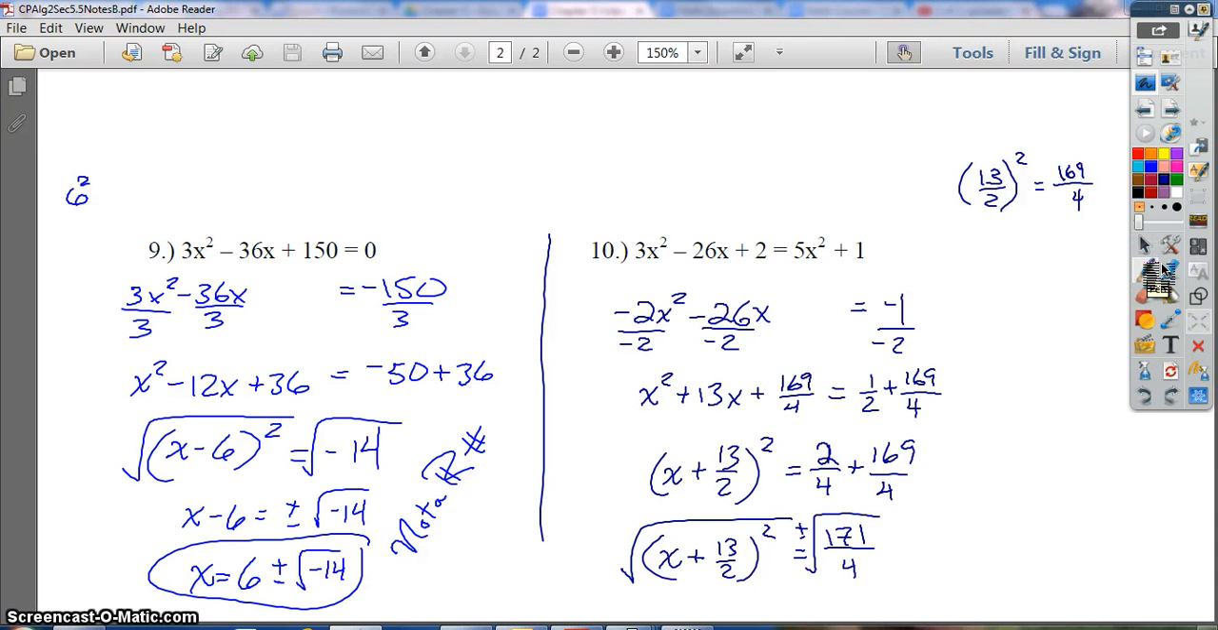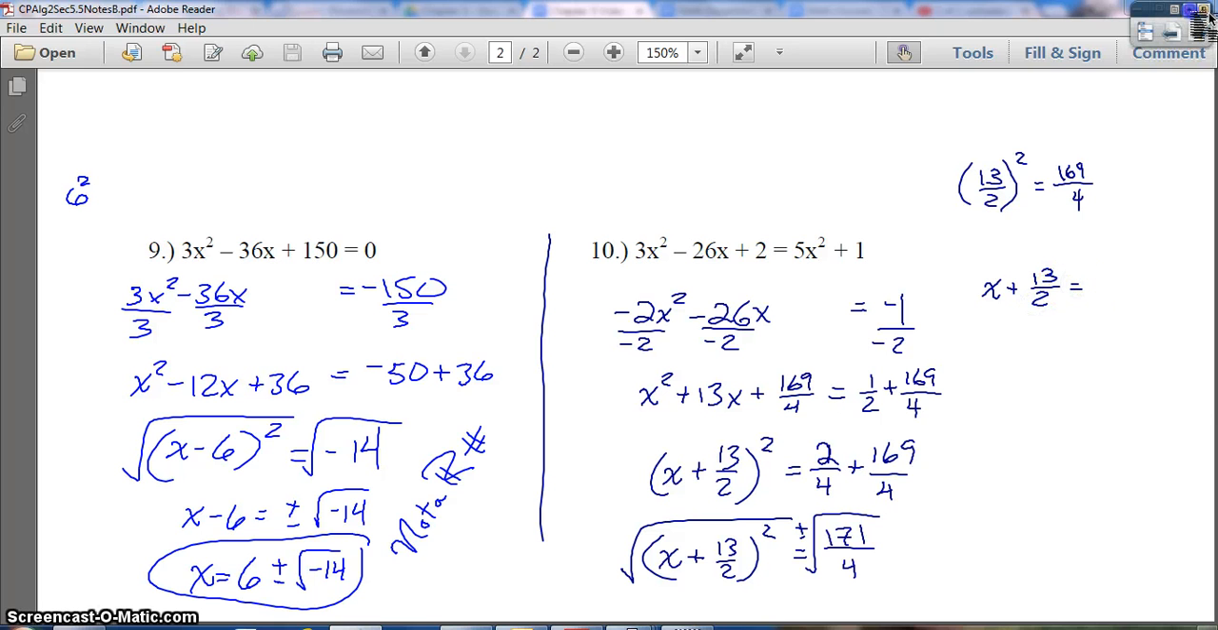Welcome back. Let's finish this up now. So what I'm going to do is break down the square root of 171. So I have x plus 13 over 2 equals plus or minus. Now this is 9 times 19, which is the square root of 171, and the square root of 4. So if I break this down completely before I move this 13 halves over, I should have 3 root 19 over 2. So I'm now going to subtract 13 over 2.